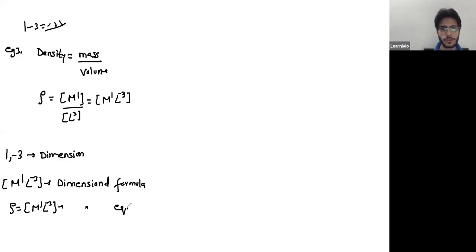Done, sir. Written. Shall I rub it? Yes, sir. Okay. Sir, we used rho to denote resistivity. Yes, resistivity was in current electricity. Here it is density. Okay.